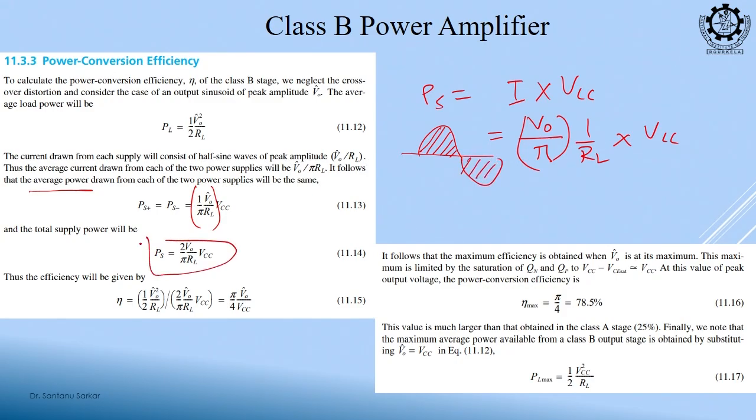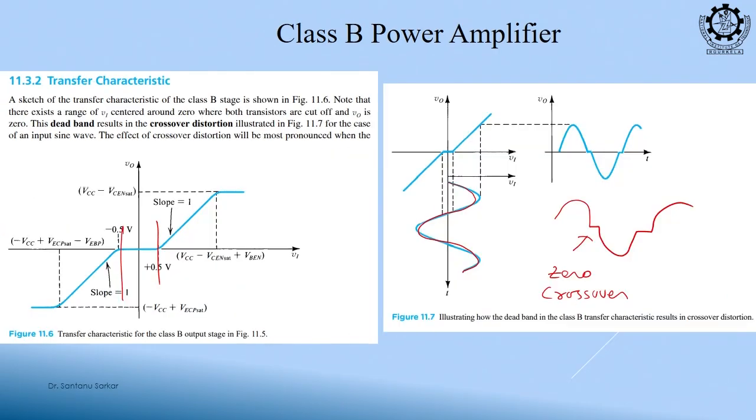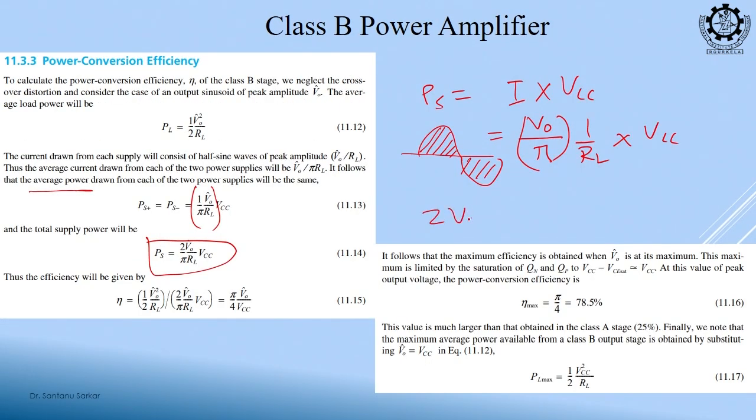So, my power supply is, in the previous case what was my power supply? Twice VCC into I. But in this case it is not twice VCC into I. In this case this I we are defining like twice V0 peak by pi RL into VCC. So we are dividing with pi to get the average. Okay, so you understand that my power supply is now reduced.